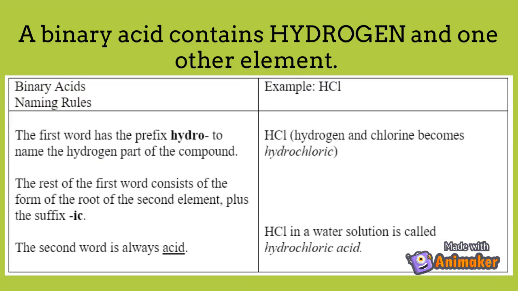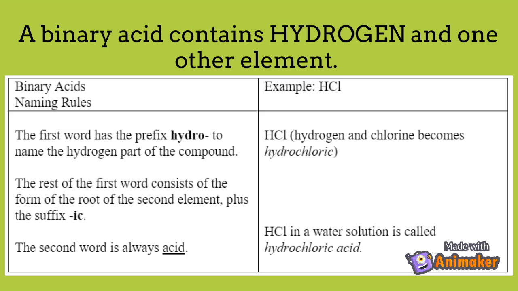Just like binary molecular compounds have a set of rules to follow in the naming process, binary acids have their set of rules too. Binary acid naming rules: The first word has the prefix hydro to name the hydrogen part of the compound. The rest of the first word consists of the root of the second element, plus the suffix "ic". The second word is always acid.